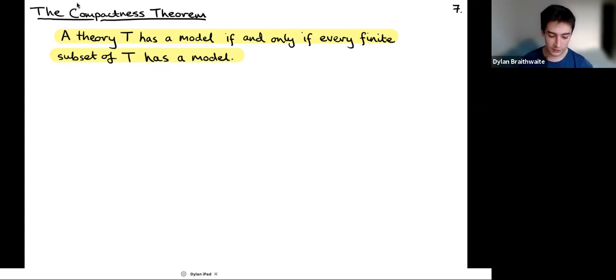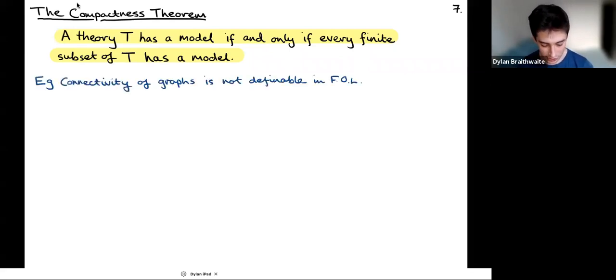So if you have some crazy infinite theory and you want to decide whether there's a model for it, this allows you to consider some finite subset of it, and it can be easier to reason about whether those axioms are consistent. But also, quite a common use is to prove an inexpressibility result by contradiction. I can show an example of this for connectivity of graphs.